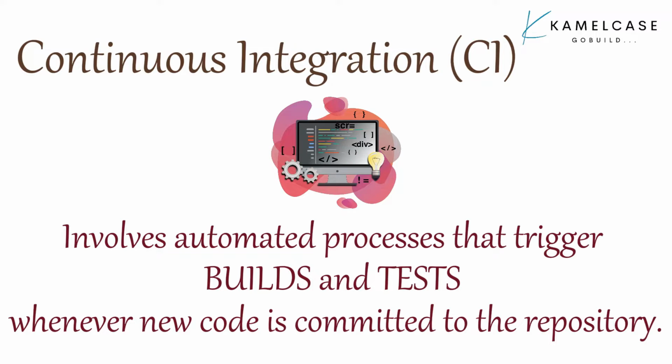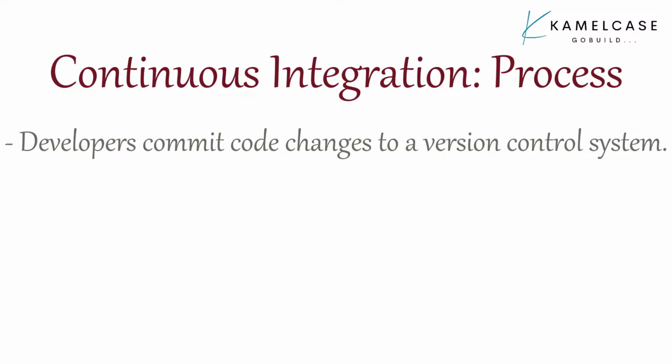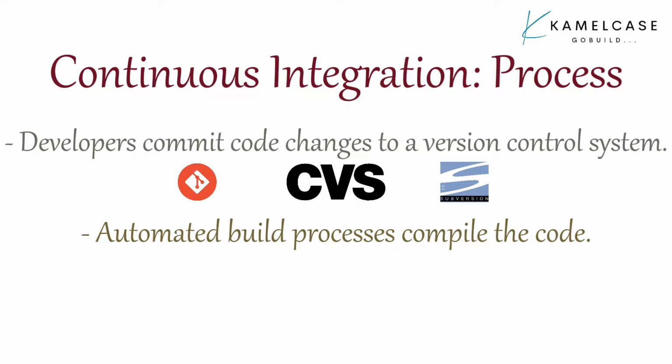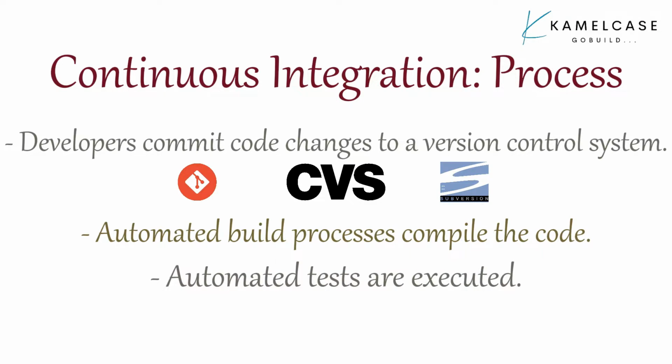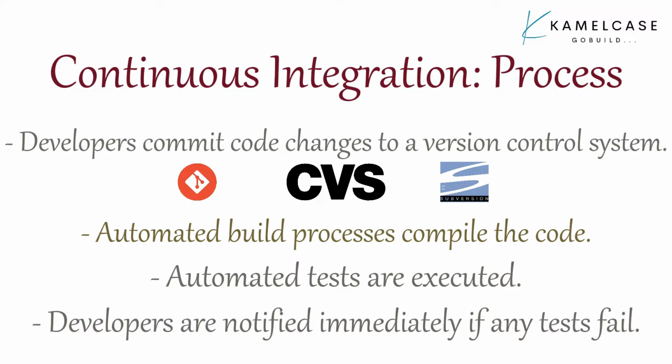In the process, developers commit code changes to a version control system like Git, CVS, or SVN. Automated build processes compile the code and generate executable files or artifacts. Automated tests, including unit tests and integration tests, are executed to verify code functionality and quality. If any tests fail, developers are notified immediately, and they can address the issues before they compound.